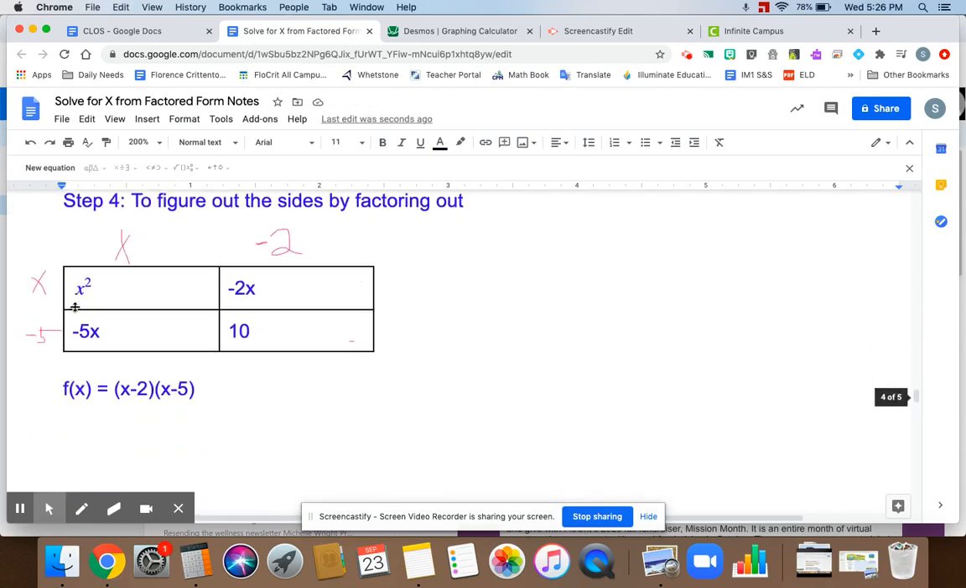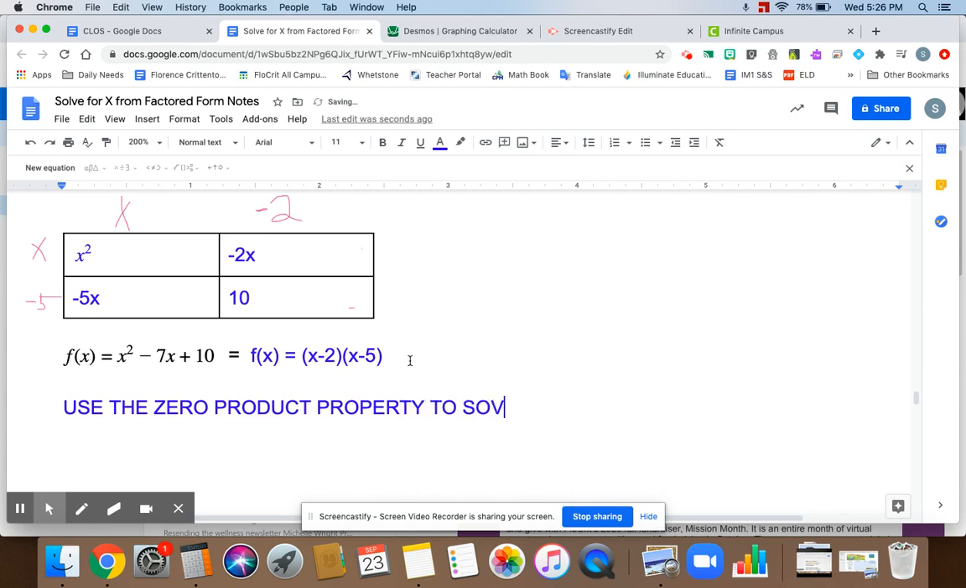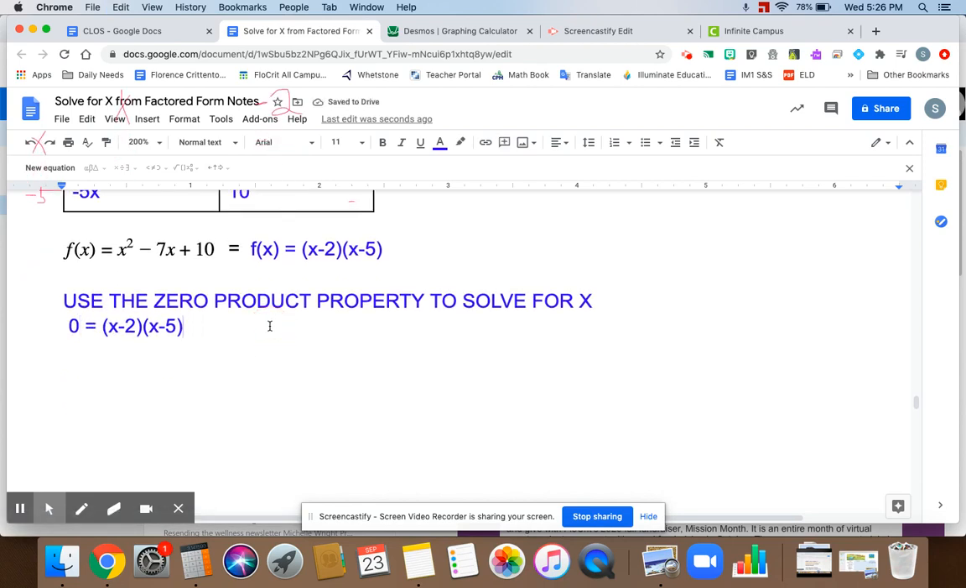This was in standard form. Now it's in factored form because I factored it. These are the same thing. And if I were to multiply this back out, it would turn back into this. But now I can use the zero product property. Use the zero product property to solve for x. So if I take this equation and I set it equal to 0, it will become 0 as long as what? As long as each parenthesis equals 0 by itself.